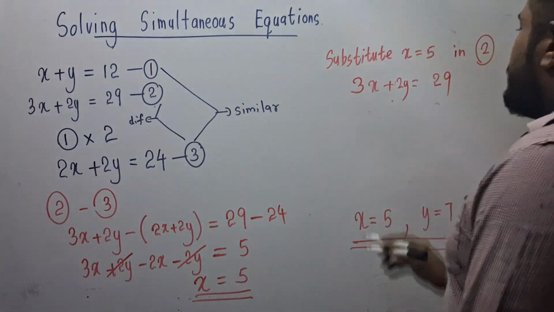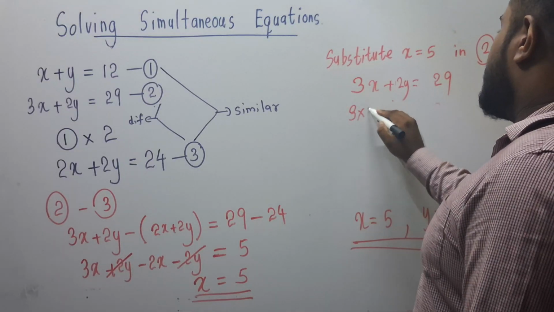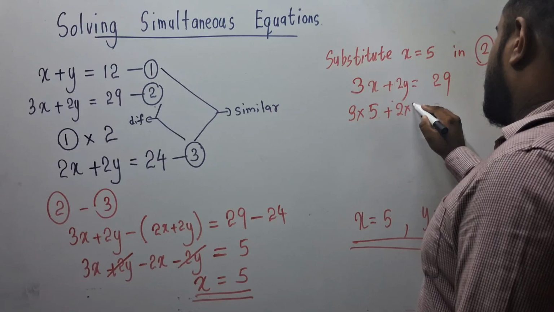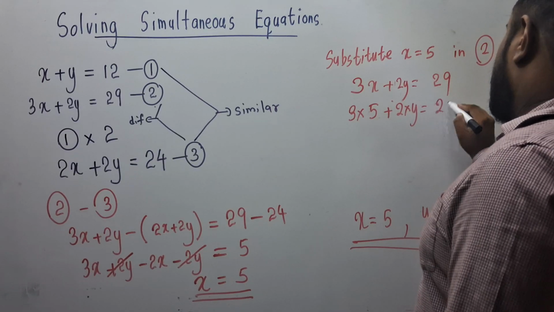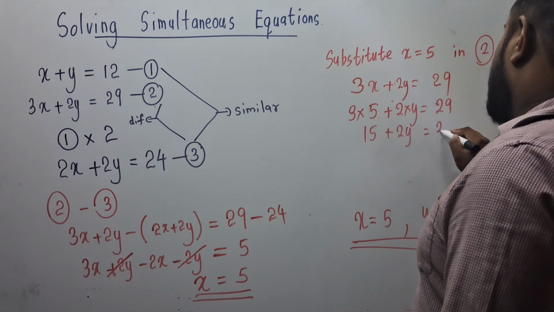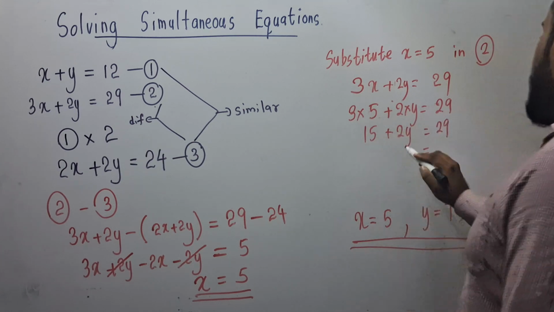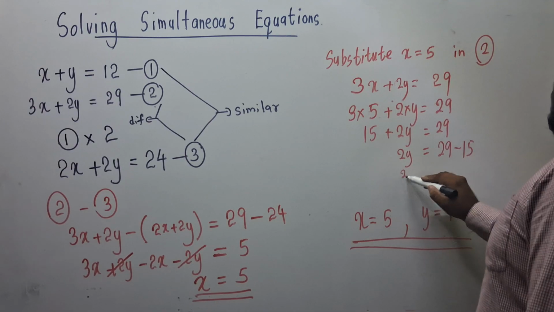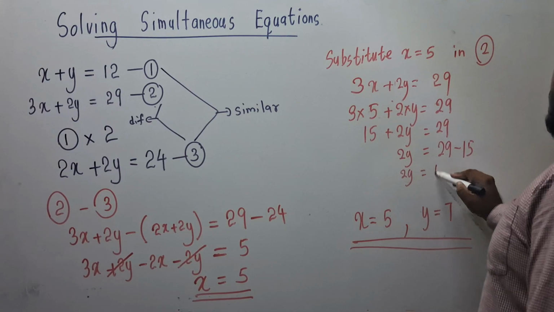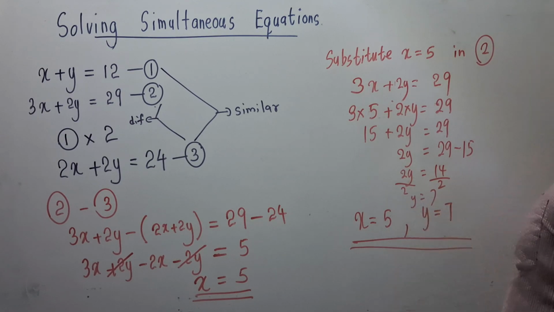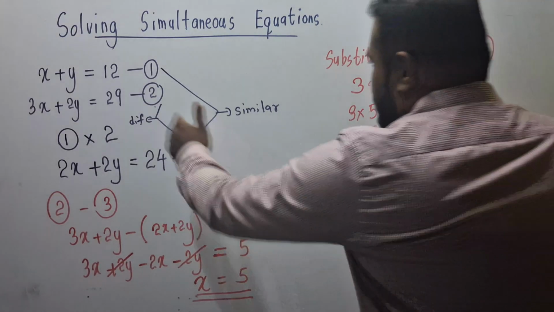Think you are substituting in the second equation. So how to do that? 3x means 3 times x, that means 3 times 5. 2y means 2 times y, equals 29. 3 times 5 is 15. 15 plus 2y equals 29. Send 15 to the other side. 2y equals 29 minus 15, which is 14. Divide both sides by 2. Y equals 7. In that case also we are getting y equals 7. But use the easiest one.